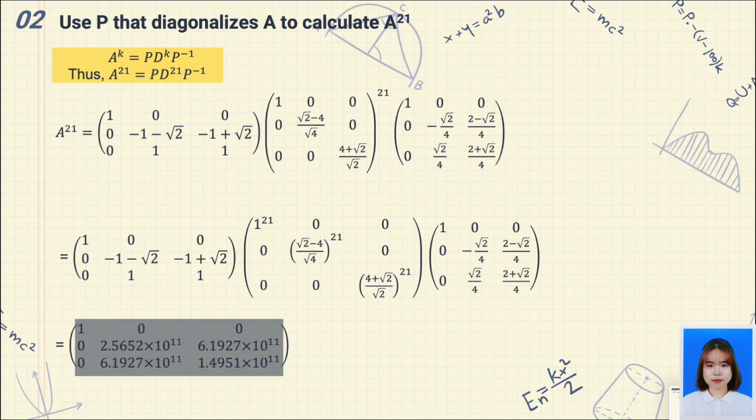So finally, we can get that A to the power of 21 is equal to 1, 0, 0, 0, 2.5652 times 10 to the power of 11, 6.1927 times 10 to the power of 11, 0, 9.1627 times 10 to the power of 11, 1.4951 times 10 to the power of 11.